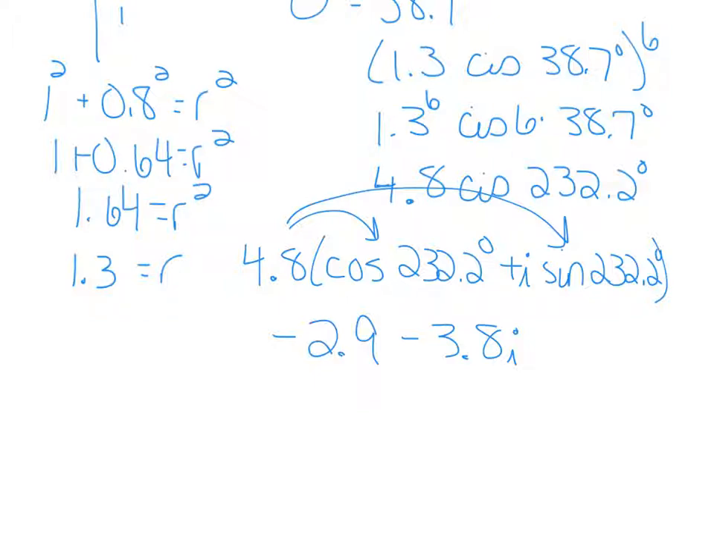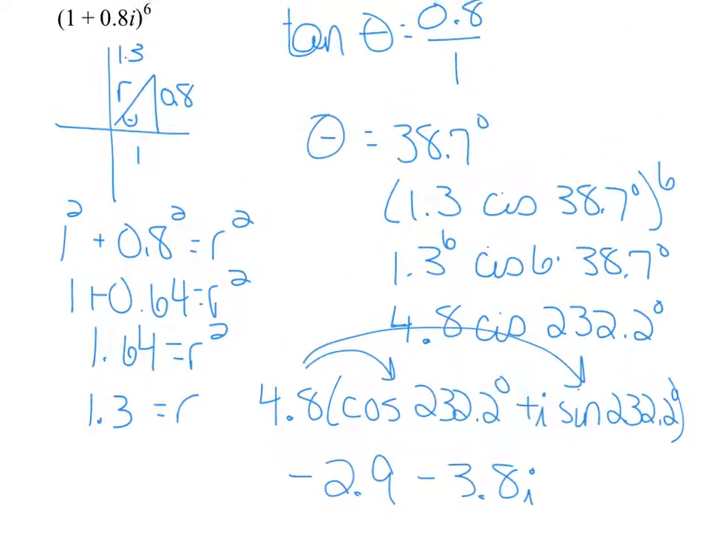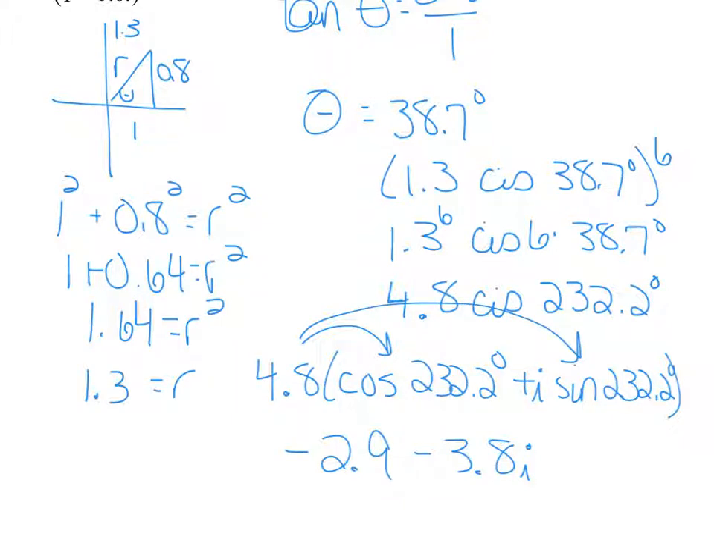Both of these are negative because when we multiplied by 6, we're now finding the sine and cosine of 232, which is in the 3rd quadrant, and sine and cosine are both negative in the 3rd quadrant. Okay, now I skipped the step right here where I wrote out the cosine and I wrote out the sine and then I multiplied. If you have trouble getting this, let me know, and we will do some practice with it.